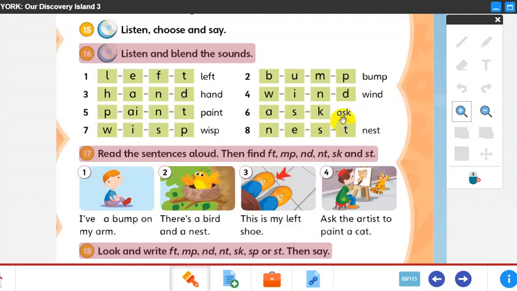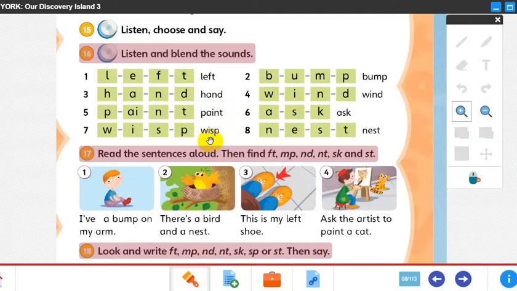Here we have ask. Here we have s, k, sk. By the way, we studied consonant clusters in previous lessons, but we studied them at the beginning of the words, like black, brown. For example, flower. But here in this lesson, they occur finally. They occur at the end of the word.